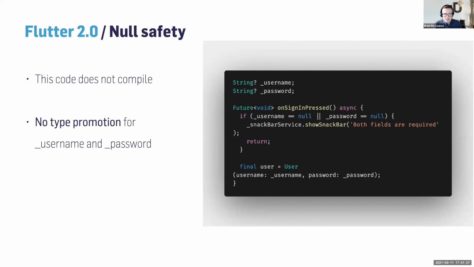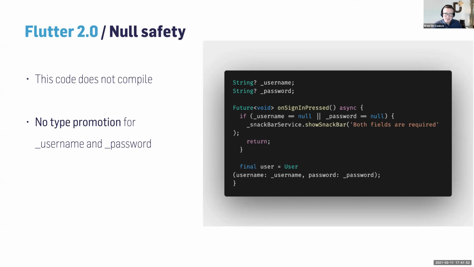And then the next thing, when I started experimenting with Null Safety, if you take a look at the code on the right, it's executed when you click the sign in button on the login screen. So first you check if the username or the password is null. If one of them is null, you show a message and you return. Let's say they both have a value, then a user object should be created. But there is a compile error here.